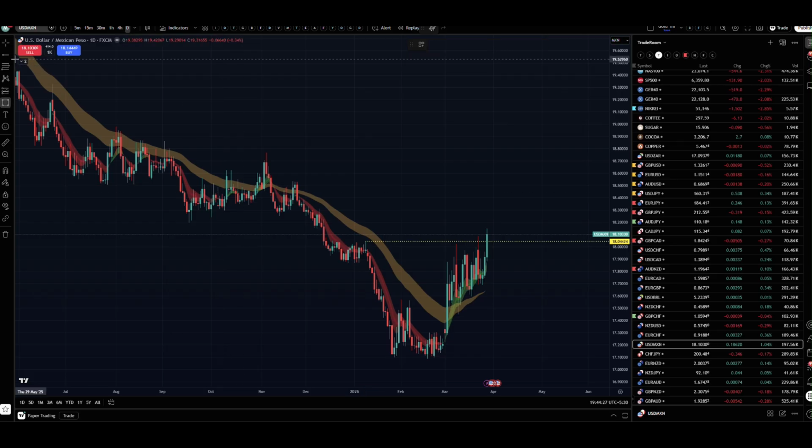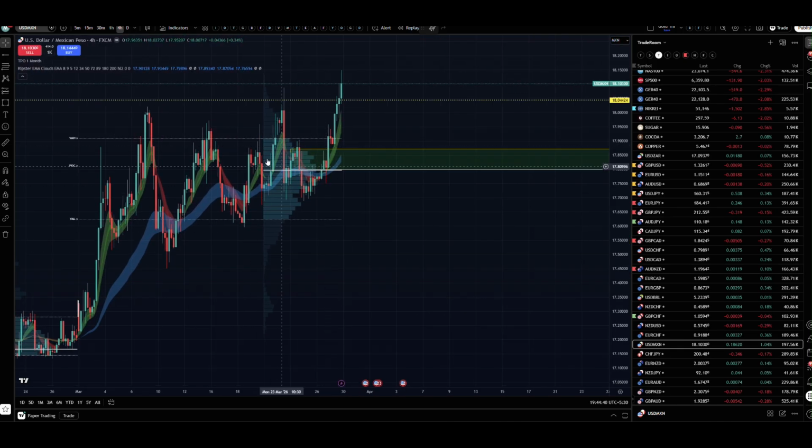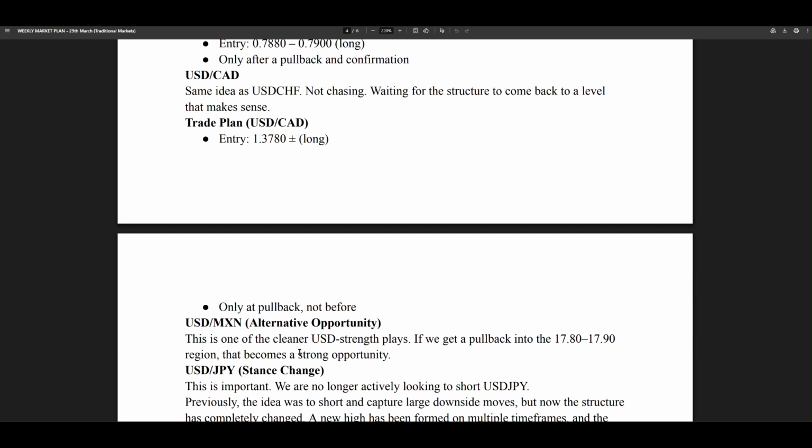And now if we turn on the monthly value area, we can see why the point of control was for March, and that's why if we pull back, that's a pretty good level. That's aligning with this as well. So we got a 4-hour change of character as well. Higher highs, higher lows, and another higher low here around 17.8, 17.9, and we are in. I think that's a pretty good opportunity dollar-wise as well. So obviously all these are in line with our expectation that the dollar is going to continue.